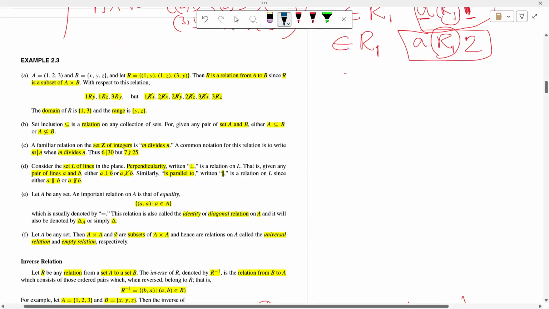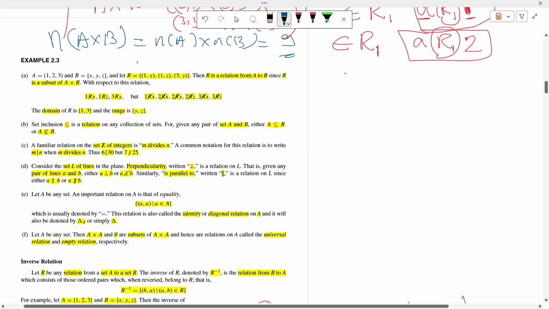If you look at the first example, they are giving two sets, A and B. A contains three elements, 1, 2, 3. B, here we need to put the curly brace, not the parentheses. B is a set with three elements, x, y, z. Now if I ask you to write A cross B, how many ordered pairs do you have? Number of elements in A multiplied by number of elements in B, 3 into 3, 9 ordered pairs, right?